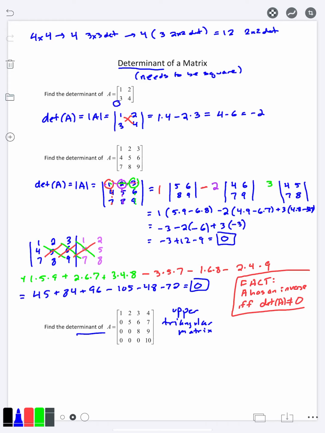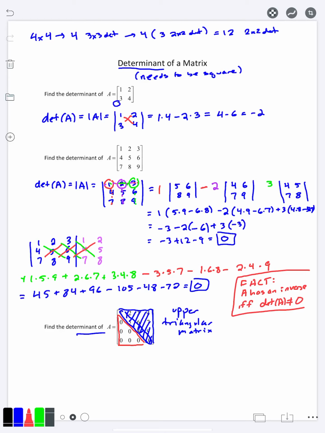And what do we mean by that? It means that if you take your diagonal here and you draw your triangle, then the only numbers you have are in one part of this triangle, and everything below that is 0. That's why this is an upper triangular matrix. If all the numbers had been on the bottom and all zeros were on the top, it would be a lower triangular matrix. And so, why do we care about this?